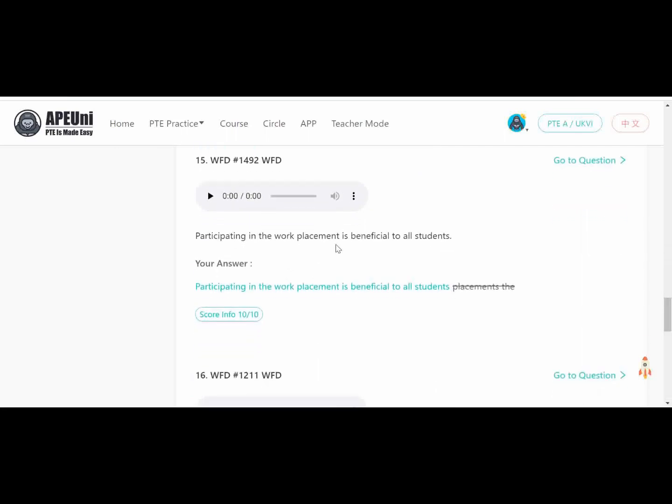Participating in the work placement, so here it is placement, is beneficial to all students. Here it is "all", so with "all" we use the plural form. So here it is student: we will write all students, not all student.